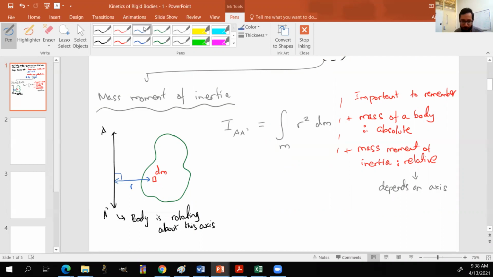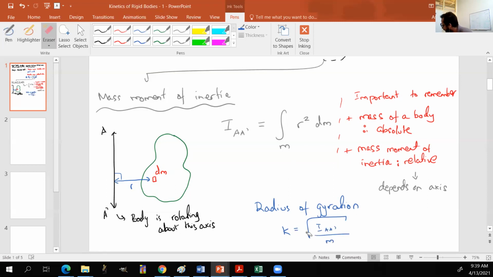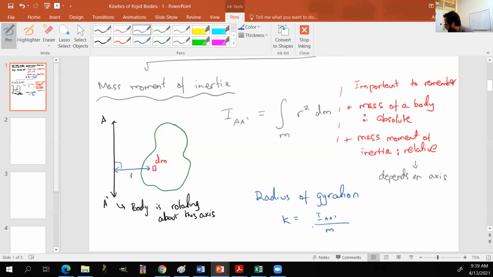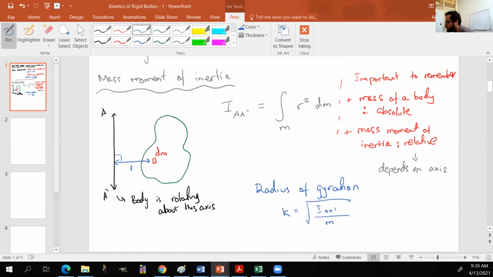All right, similar to the area moment of inertia, you do also have the radius of gyration, which is defined as a distance k, and that's just the square root of whatever your rotational inertia is divided by the mass m. Or you can say that I_A' is just equal to mk squared, like that. All right, you guys have any questions?